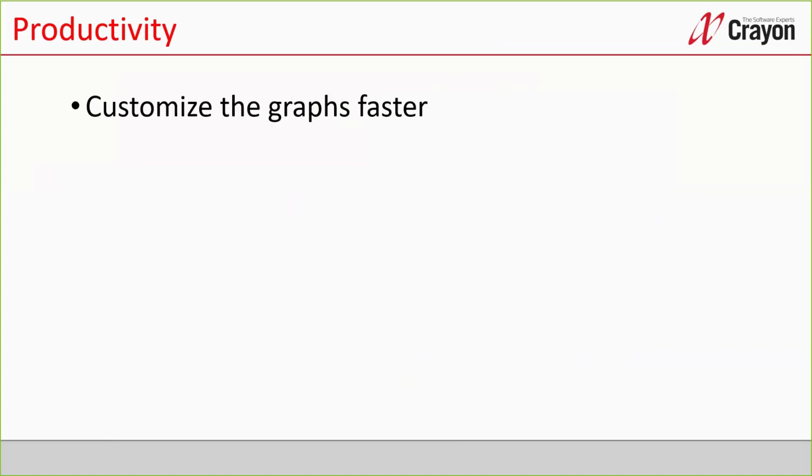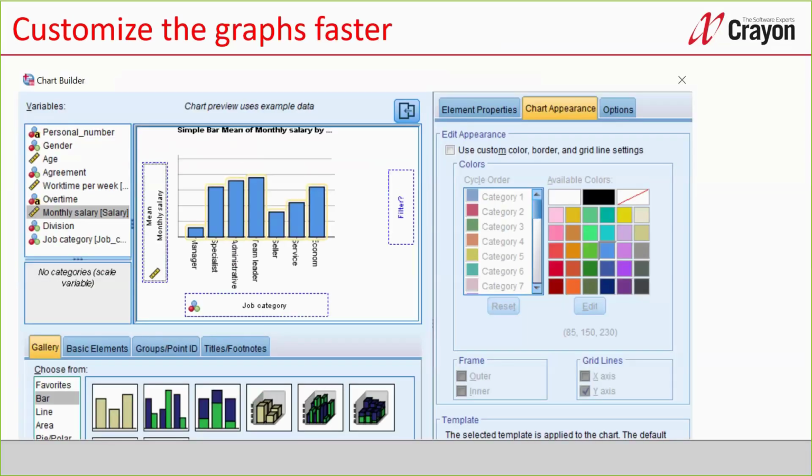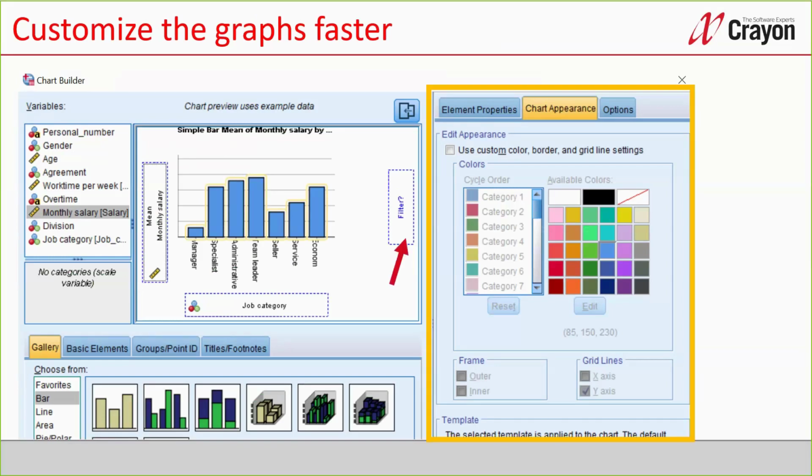So first we have the graphs. You can customize the graphs much faster now, and you can save the graph colors into syntax and then edit it in Microsoft the graphs. So the news in the chart command is, for example, the filter options, and then you have the properties that is updated. So now you can decide the colors in the graph already here in the dialog box under this tab, chart appearance. So you don't have to double click on the chart after it's done.